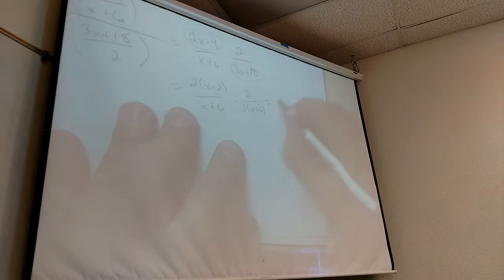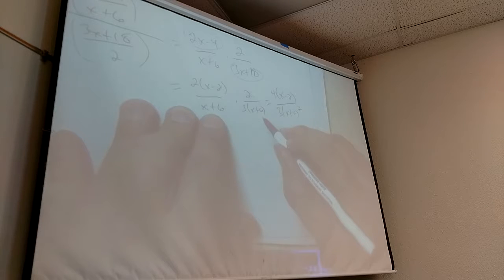So this is really evil. Nothing cancels, so it's just 4 times x minus 2 over 3 times x plus 6 squared. You just multiply it out.